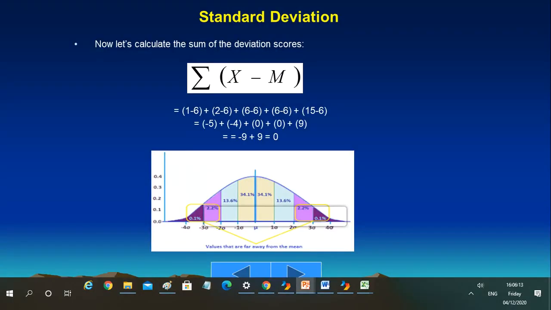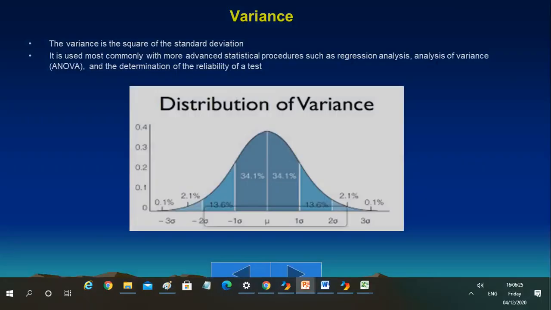Now let's calculate the sum of the deviation scores. Again, similarly you can calculate as depicted here on your screen. You can easily calculate the standard deviation. Now the variance is the square of the standard deviation. It is used most commonly with more advanced statistical procedures such as regression analysis or analysis of variance, in short known as ANOVA, and in the determination of the reliability of a test.